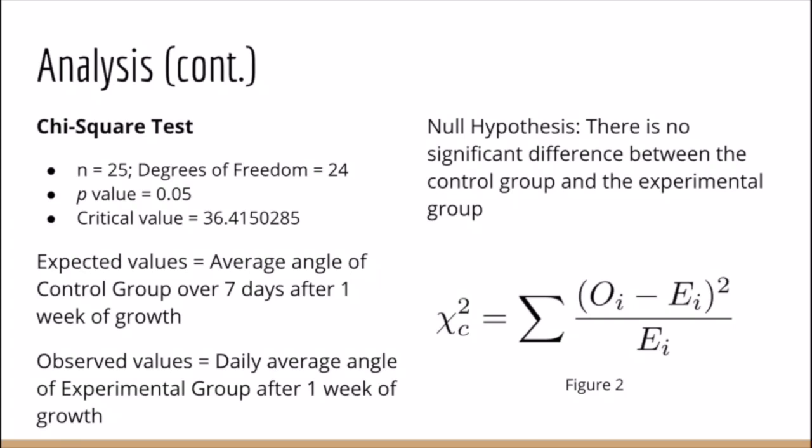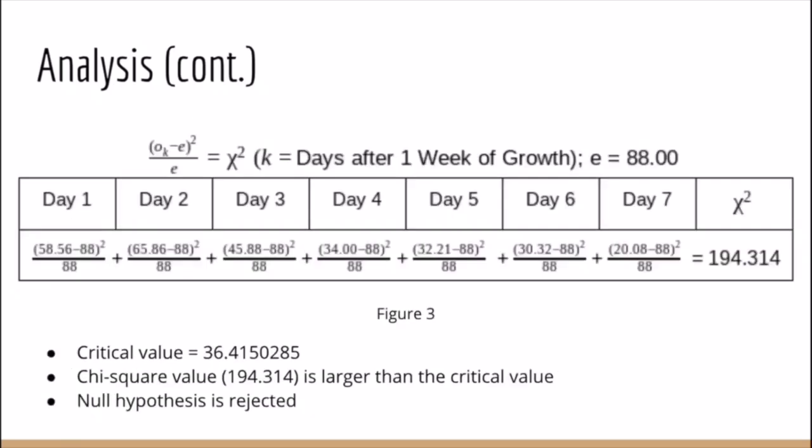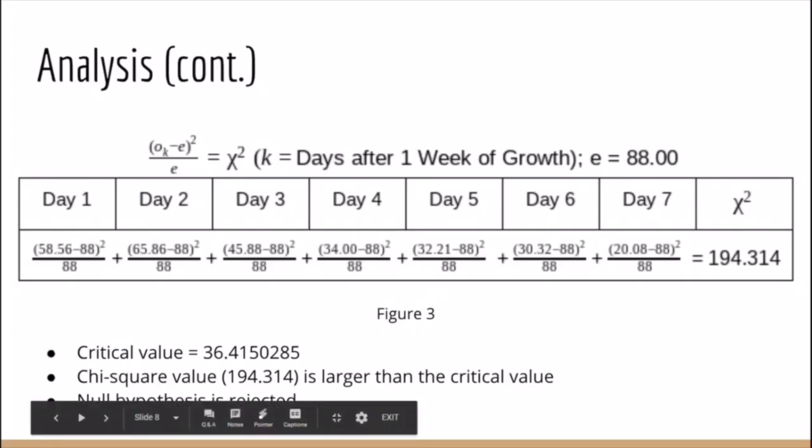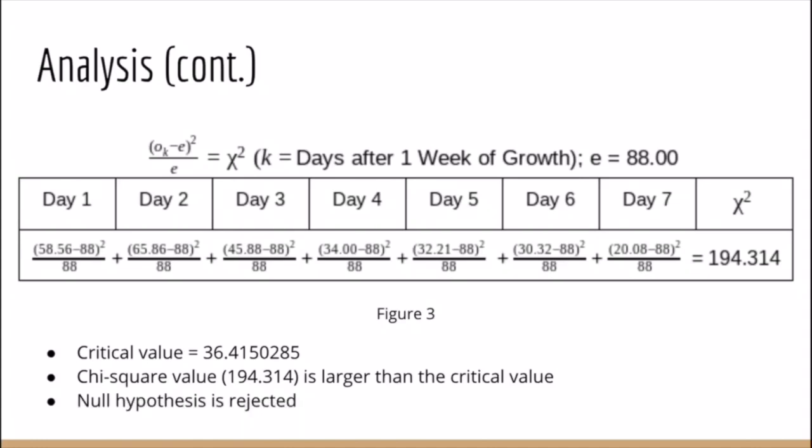Figure 2 depicts the formula to calculate chi-square. Figure 3 depicts the calculations for chi-square. The expected value was 88 and the observed value varied by day. The chi-square value was found to be approximately 194.314. This was larger than the critical value of approximately 36.415, showing that the null hypothesis was rejected.